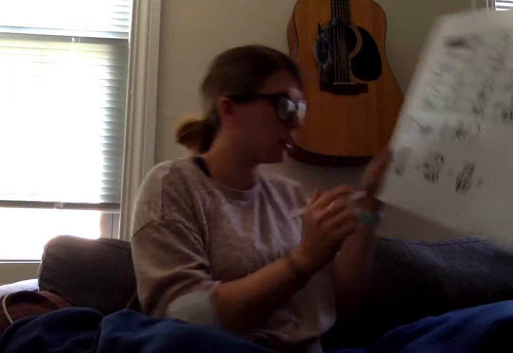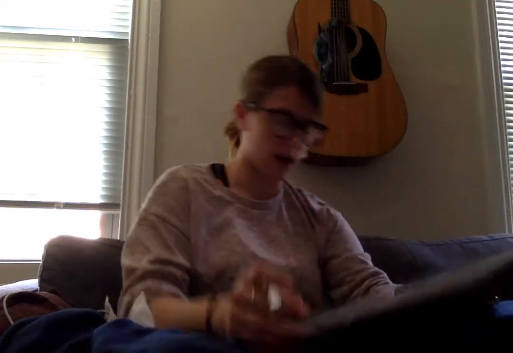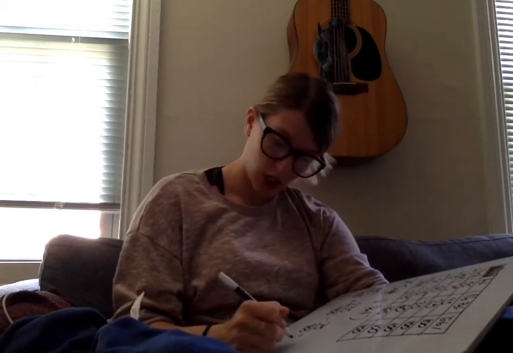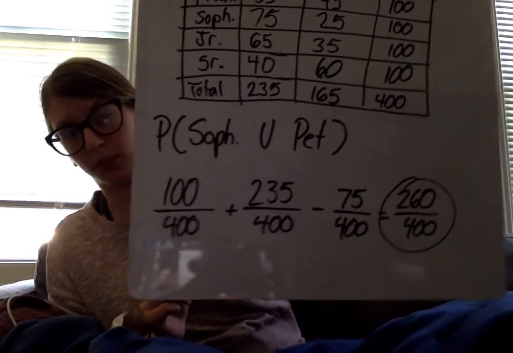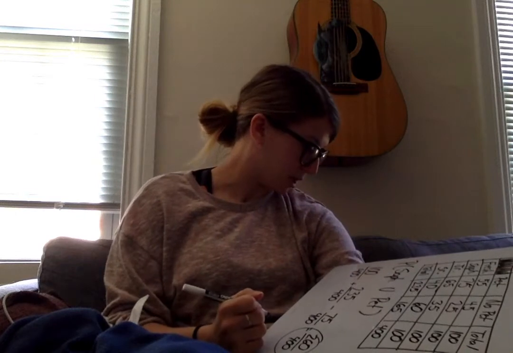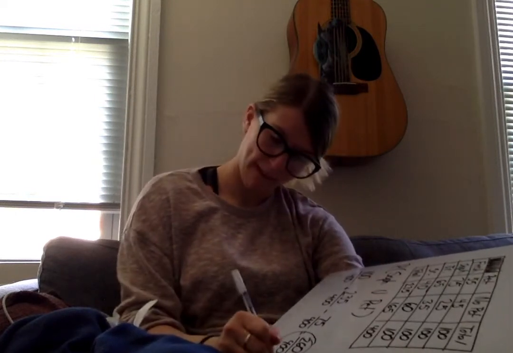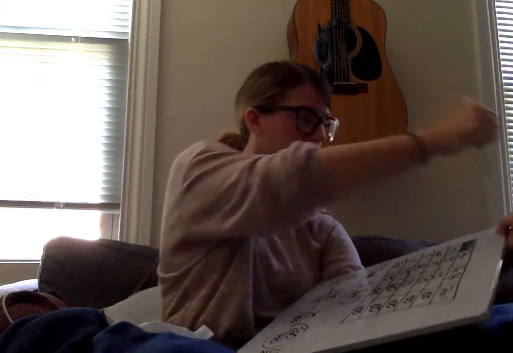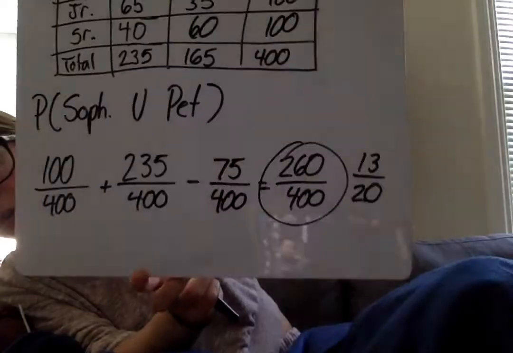So that leaves me 100 plus 235 minus 75 gives me 260 over 400. That's our answer, but we're smart and we're going to simplify. And the simplified version is, oh really, 13 over 20. So either of those is going to make me happy. I'm going to do one more so you can see it.